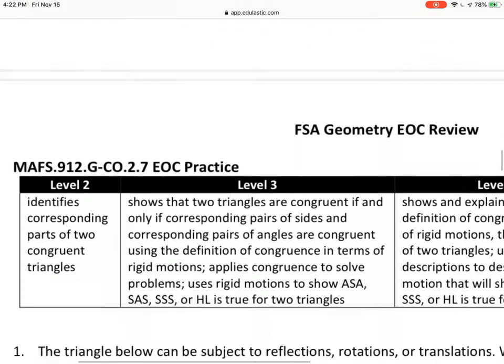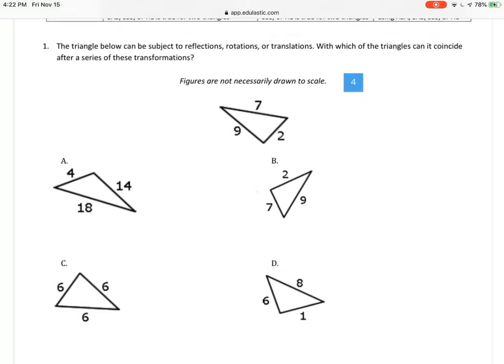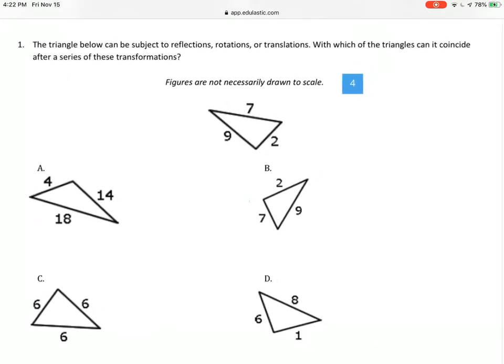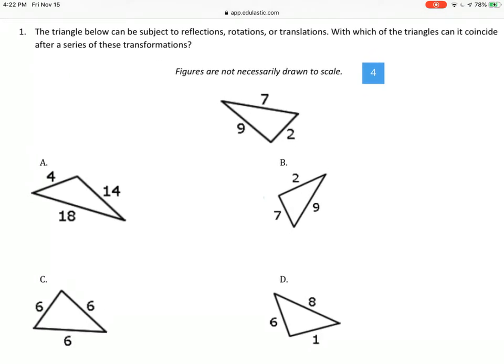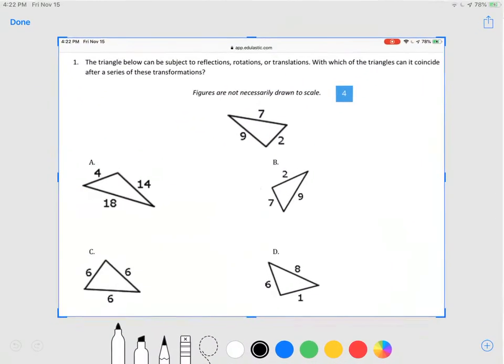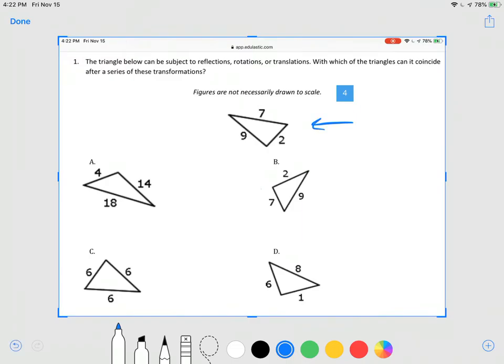Okay, let's do the next question. This one is so basic that it can be confusing. The triangle below can be subject to reflections, rotations, or translations. So they're talking about the one at the very top without a letter associated. With which of the triangles can it coincide after a series of transformations?